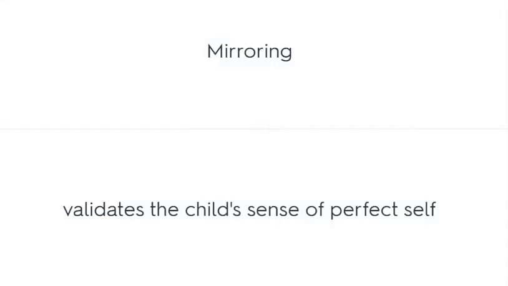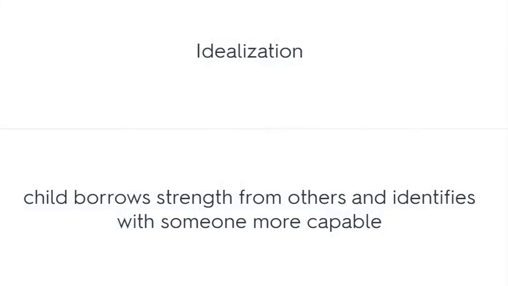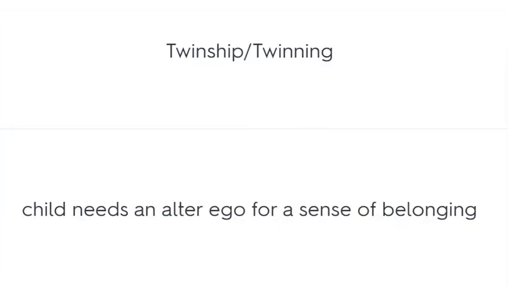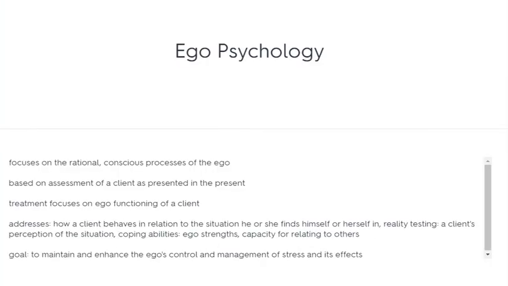Mirroring validates the child's sense of perfect self. Idealization. Child borrows strength from others and identifies with someone more capable. Twinship. Twinning. Child needs an alter ego for a sense of belonging. Ego psychology.